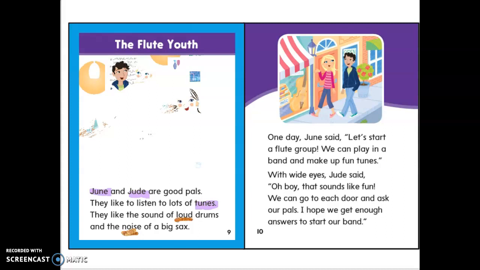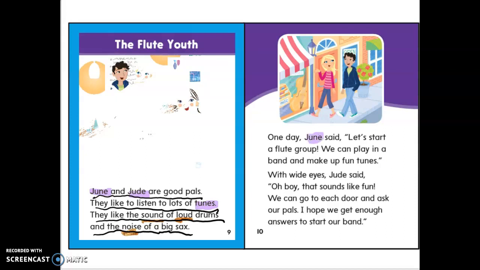And we have loud, which is our ow sound from a few weeks ago. And sound. Let's read the whole thing together. Ready? Read. June and Jude are good pals. They like to listen to lots of tunes. They like the sound of loud drums and the noise of a big sax. And a sax is a saxophone. It's an instrument. Okay, next page.